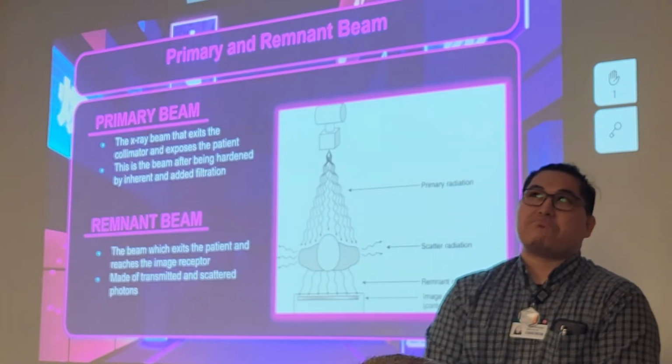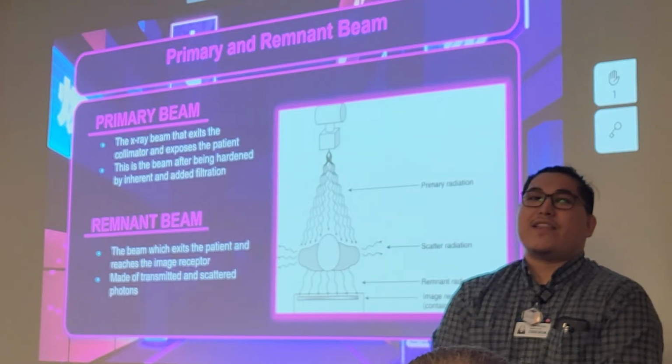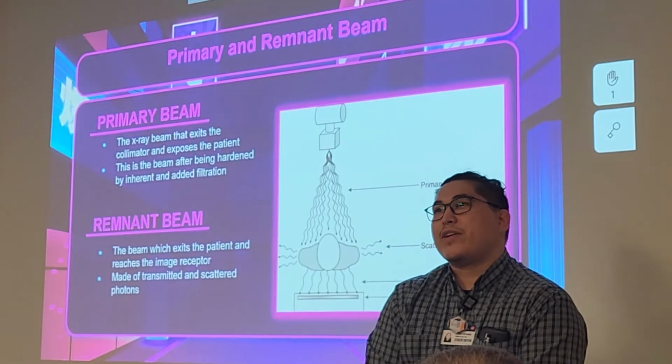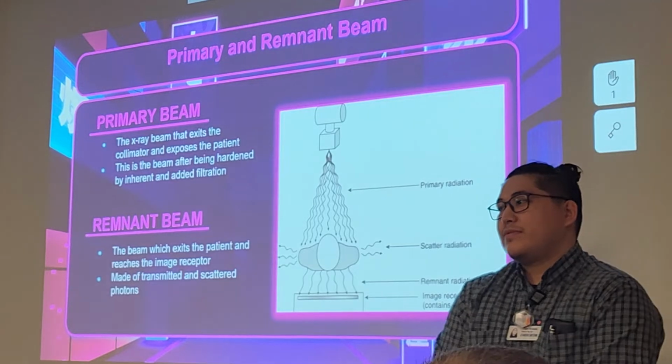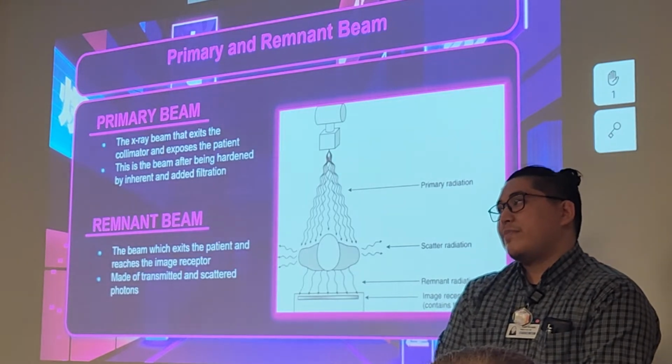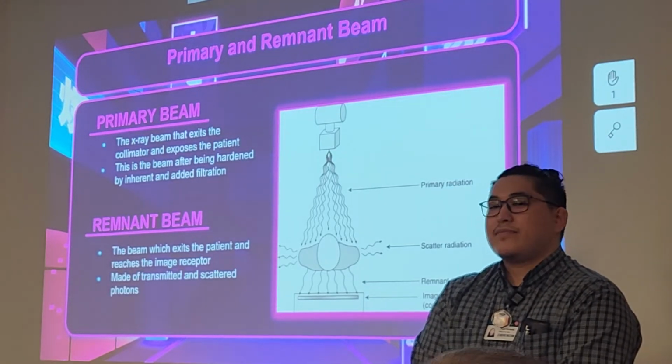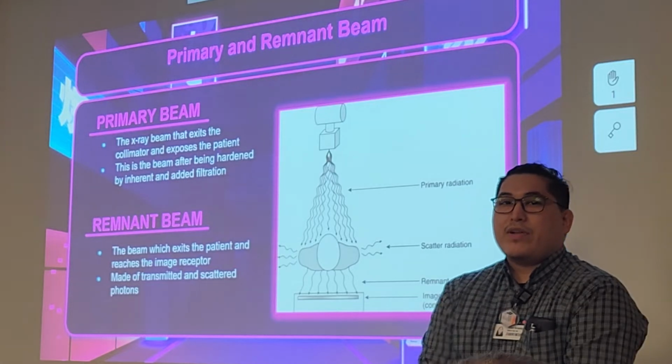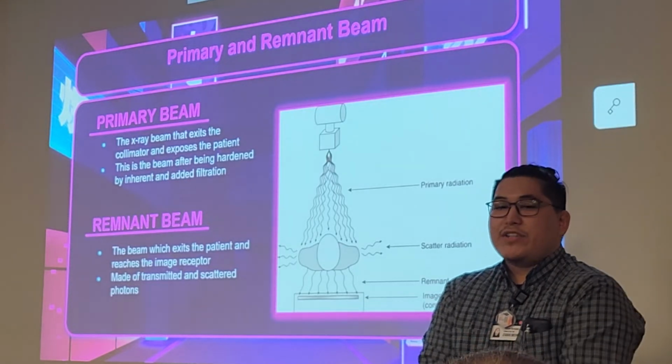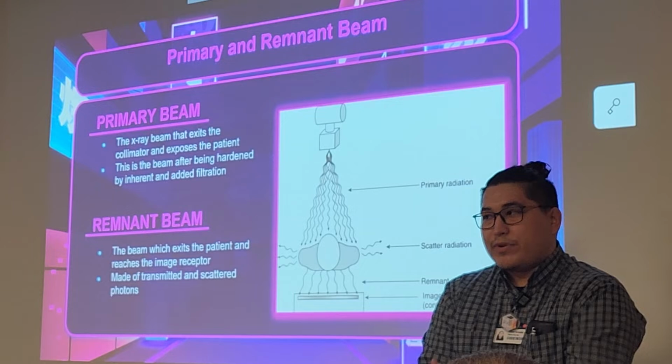It's neither part of the primary nor remnant. Primary is before it hits the patient. So we're already visualizing the remnant. Remnant is radiation that exits the patient and reaches the IR.